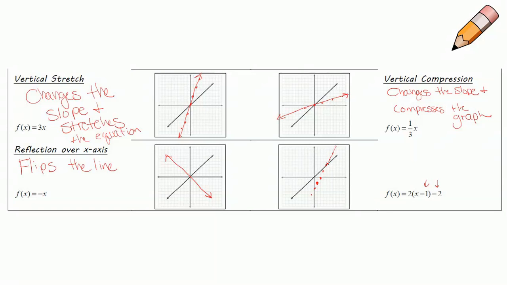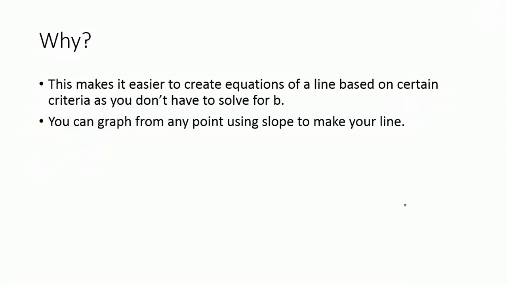And it's going to look something like this. Now you're probably saying, why is this helpful? Well, it's going to allow you to create equations of a line based on certain criteria, so you don't have to solve for b. It's not going to be as hard to create an equation, because all you need to do is think, okay, how that point changed from 0, 0. Then you can also graph from any point using slope to make your line. Sometimes you're going to have to go off graph for a y-intercept. What this is going to allow you to do is not have to go off graph as bad.